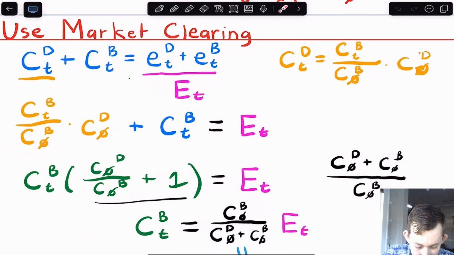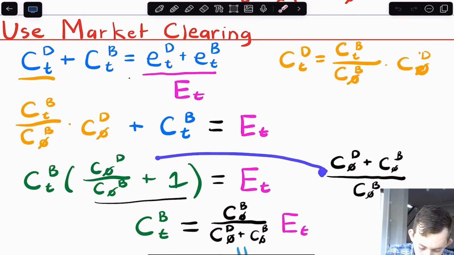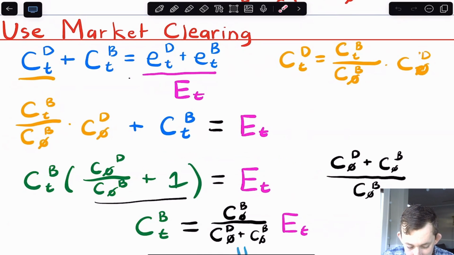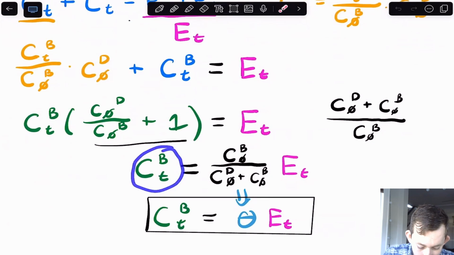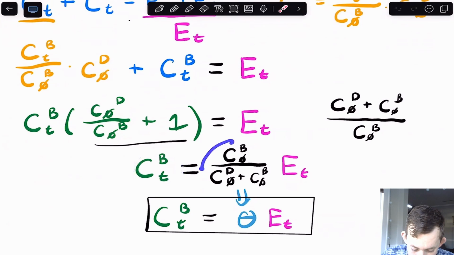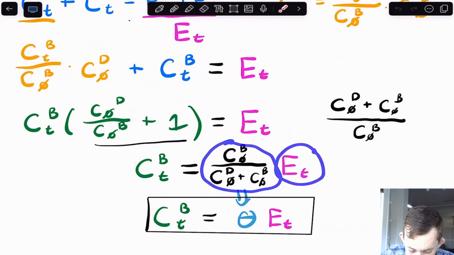And then I'm just going to take that fraction and make it a little easier. So I am going to say that this is going to be C0B over C0B instead of 1. And what I'm going to do is take that to the other side. So notice that I have this equation right here. This is what went into this green parentheses, and I'm going to move that to the other side. So I'm going to get that the number of coconuts that Bill eats in time t is equal to this ratio right here times ET.